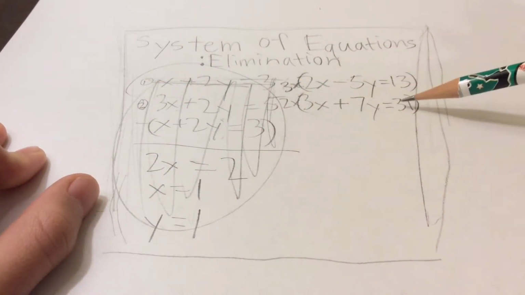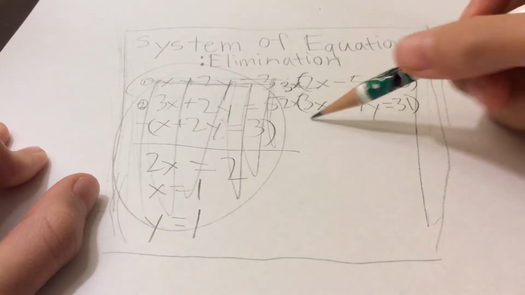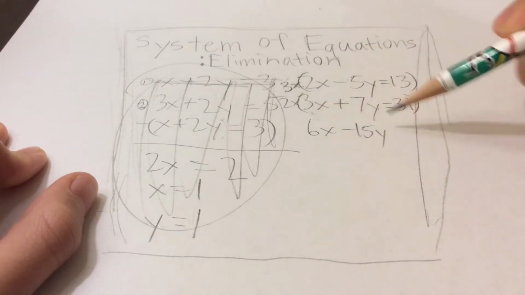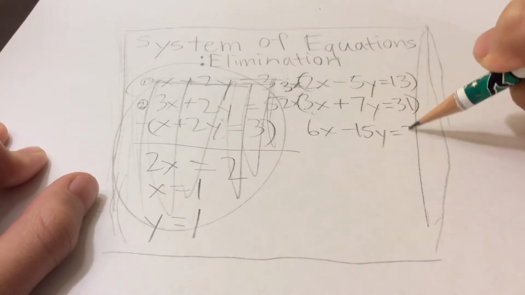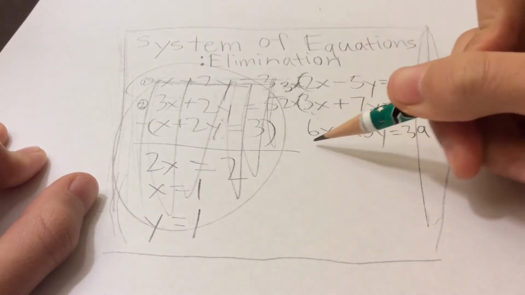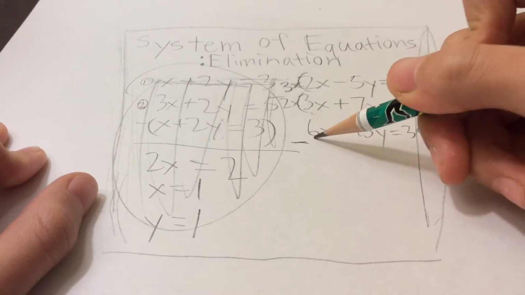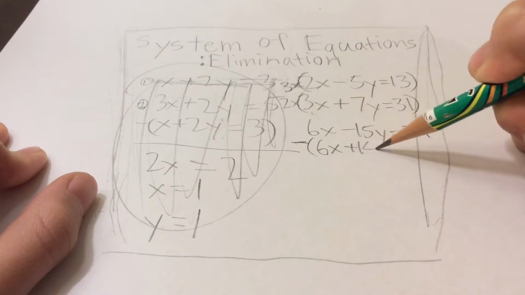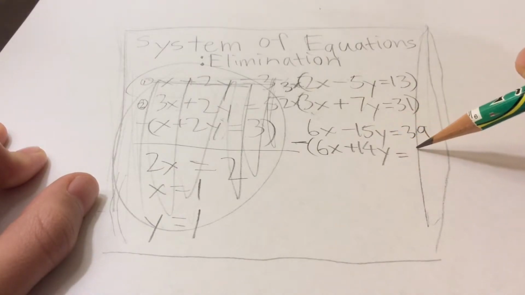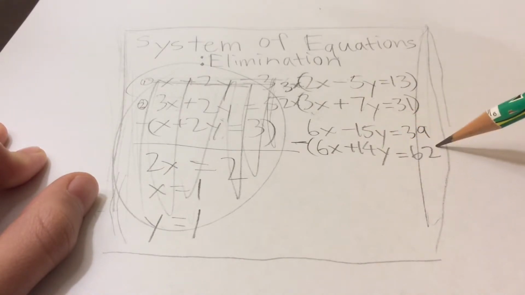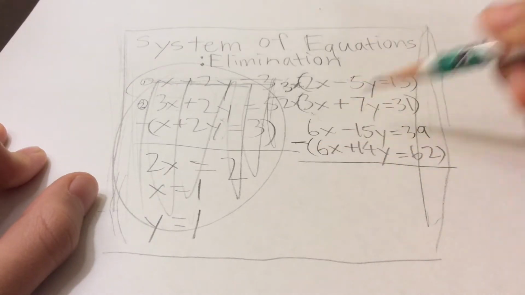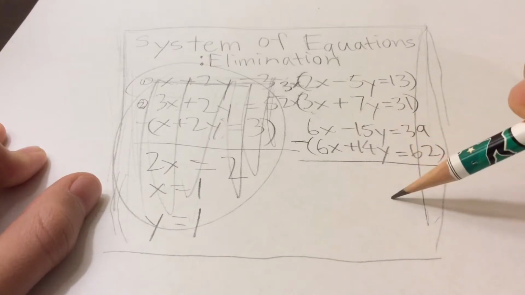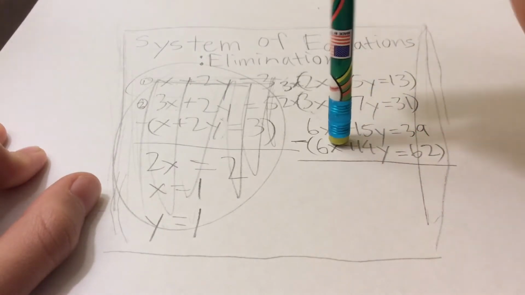So, right now, what we would get is 6x minus 15y equals 39. Minus, we are already going to minus, so whatever. 6x plus 14y equals 62. And now we subtract. And we, oh, right. Okay.